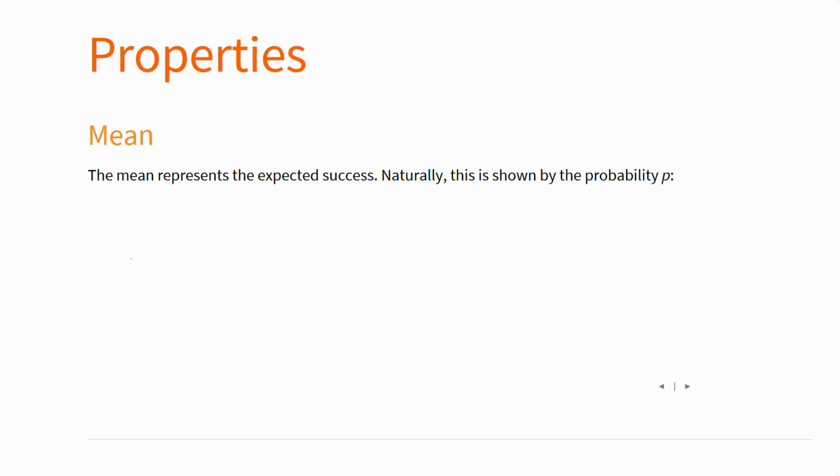The mean is the expected success. For this distribution, you're given the expected success, p. So naturally, the mean of the probability distribution is p.